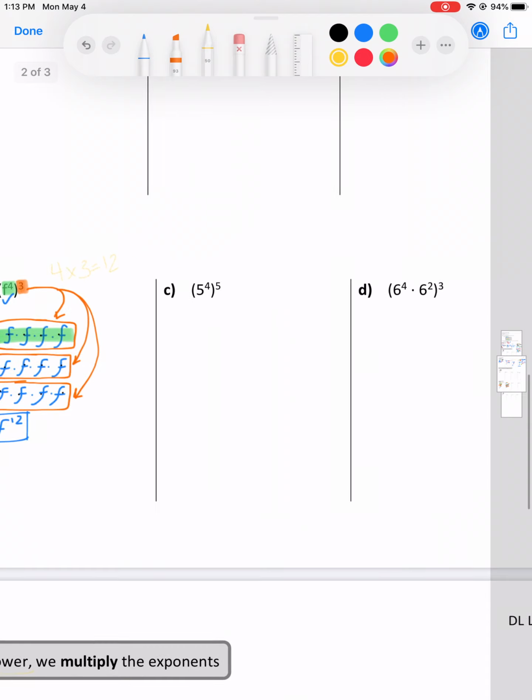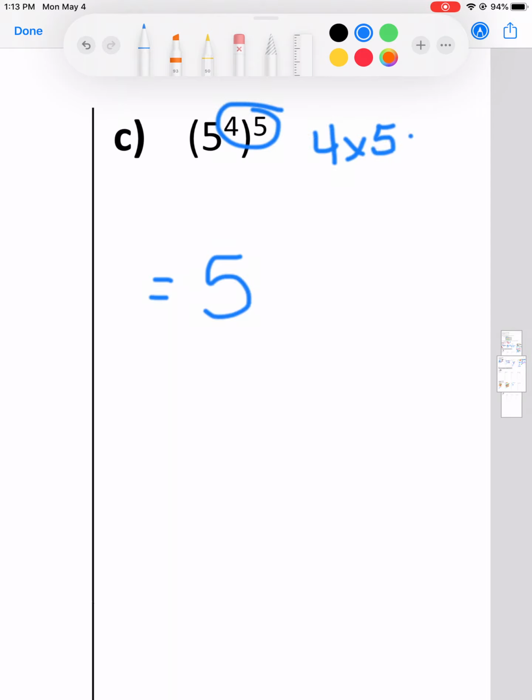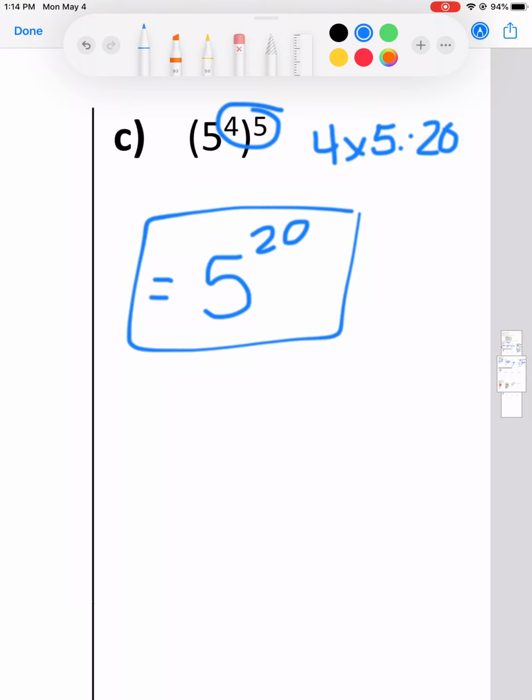Okay. This next one, let's do it quick. 5 to the power of what? 20. Sweet.